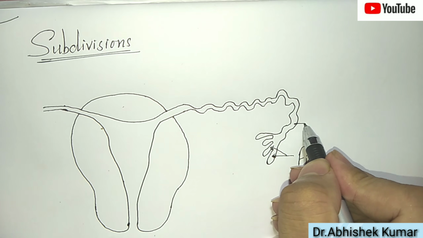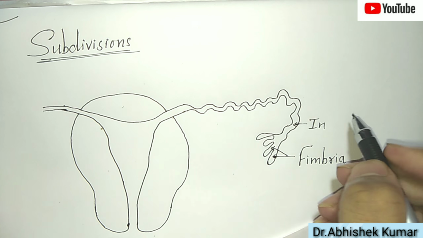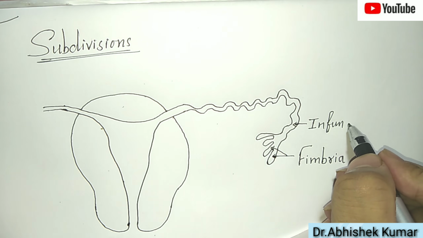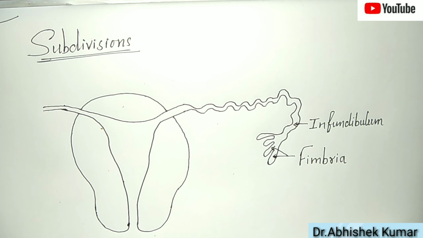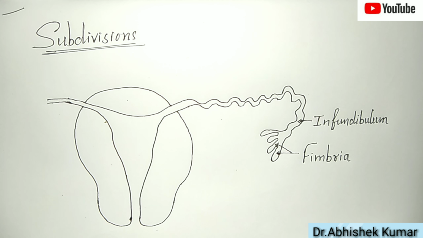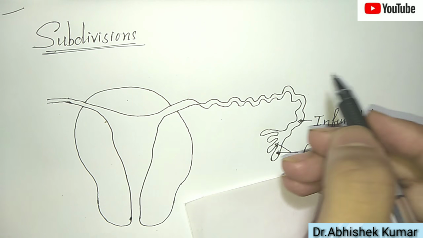It is just like a finger-like structure, and this one is called the infundibulum. The lateral end of the uterine tube is shaped like a funnel, so it is called the infundibulum. It bears numerous finger-like processes called fimbriae, and therefore it is also called the fimbriated end. One of the fimbriae is longer than the others and is attached to the tubal pole of the ovary. Thus it is also known as the ovarian fimbria.